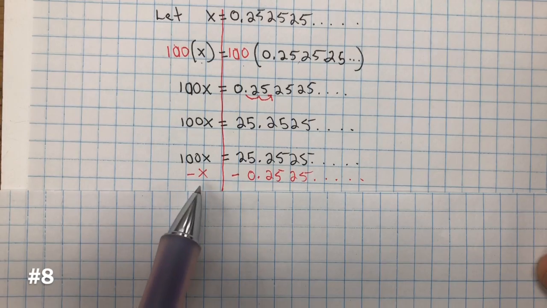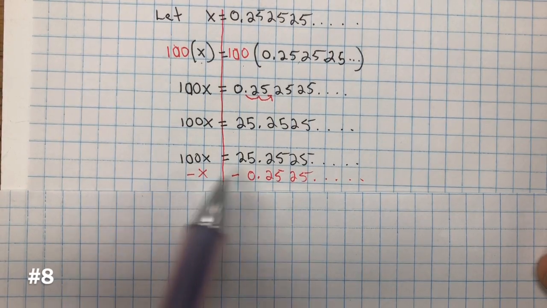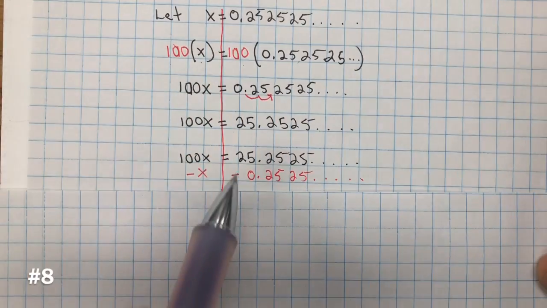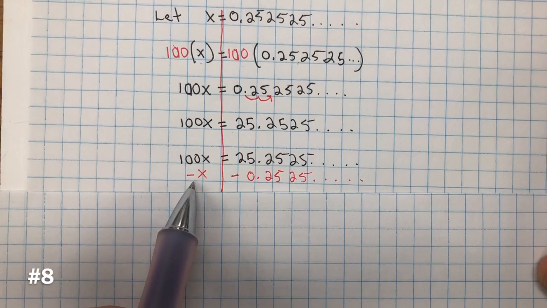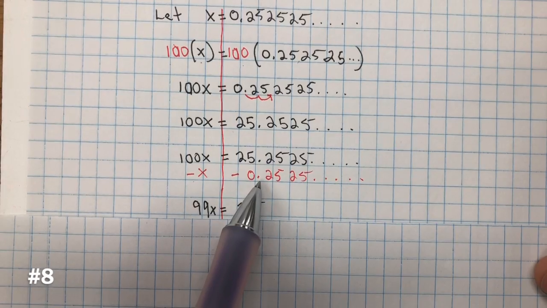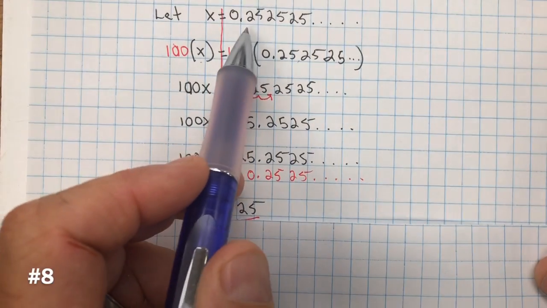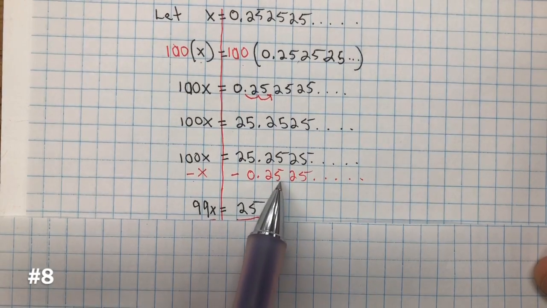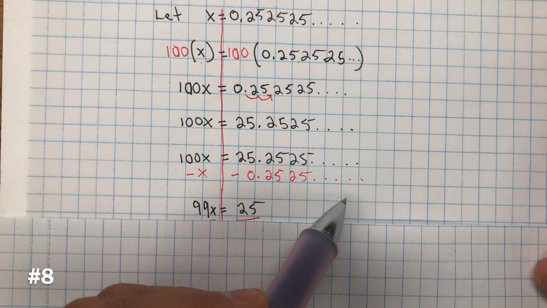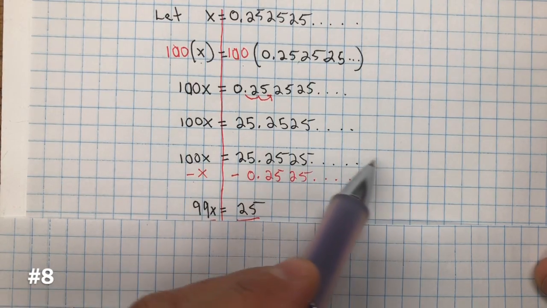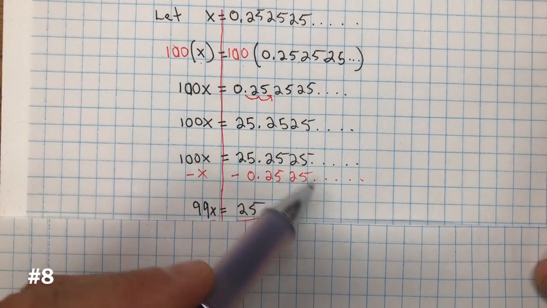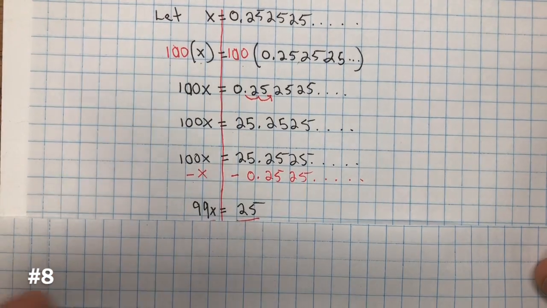So now what I'm going to do, I'm going to subtract x from both sides. And remember, we said x equals 25 hundredths repeating. So I'm going to subtract x from this side, and I get 99x. And I'm going to subtract 25 hundredths repeating from this side. And you can see that the 25 hundredths repeating is all going to eliminate all the way, because 25 hundredths forever, 25 hundredths forever, so they're going to cancel each other out. And I'm left with just 25.